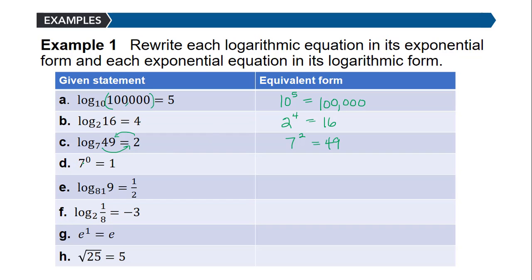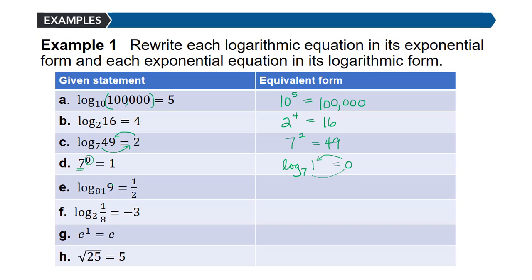Now here we have an exponential form. 7 to the 0 equals 1. So we want to write it in its log form. So in its log form, we think about log to the base what? Well, our base of that exponent is 7. And remember that the log is always equal to the exponent. So our log is going to be equal to 0. So this means log to the base 7 of what? Well, 1. So to check, 7 to the 0 is equal to 1.